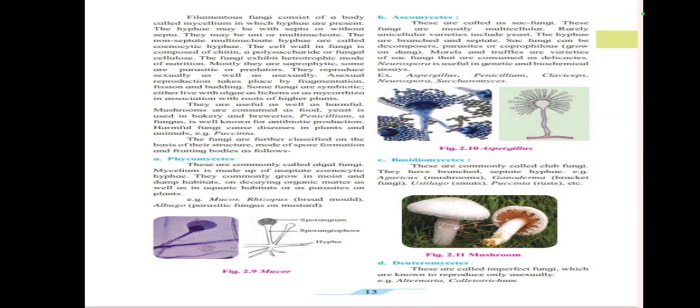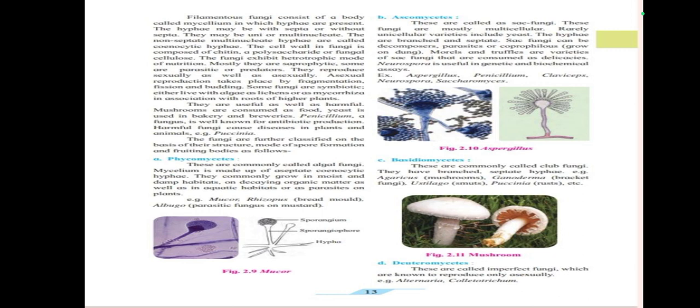Ascomycetes are called sac fungi. These fungi are mostly multicellular. Rarely, unicellular varieties include yeast. The hyphae are branched and septate. Sac fungi can be decomposers, parasites, or coprophilous, growing on dung. Morels and truffles are varieties of sac fungi that are consumed as delicacies. Neurospora is useful in genetic and biochemical assays. Examples: Aspergillus, Penicillium, Claviceps, Neurospora, and Saccharomyces.